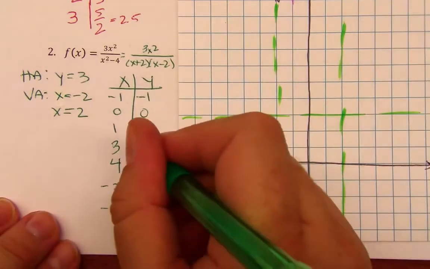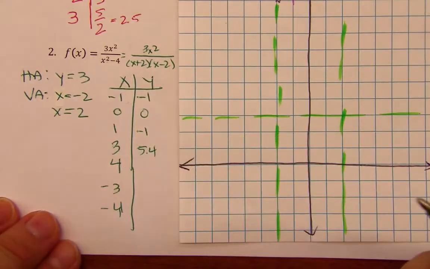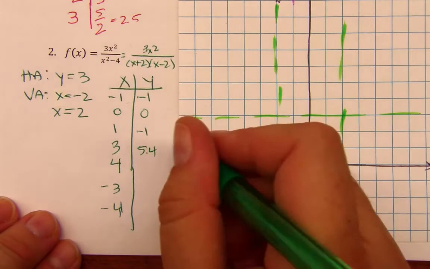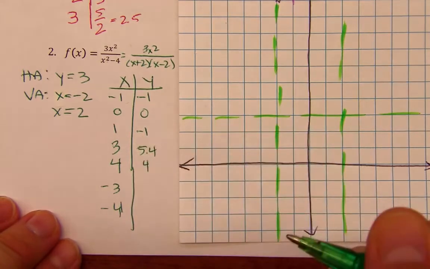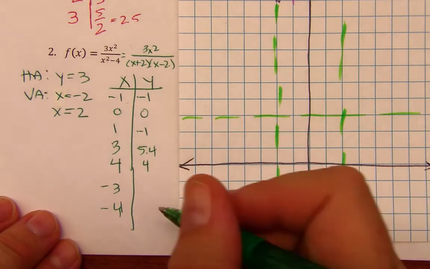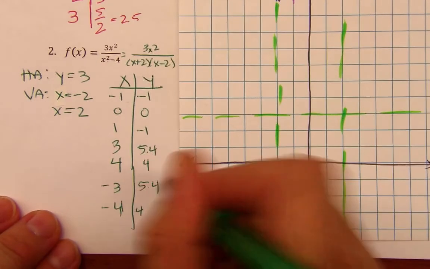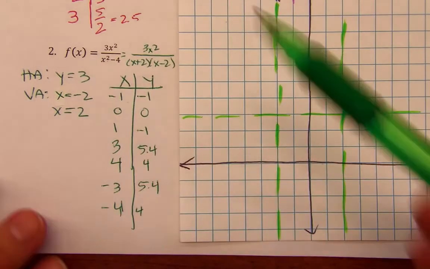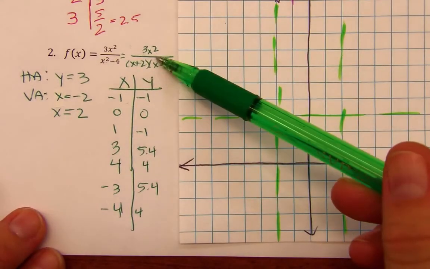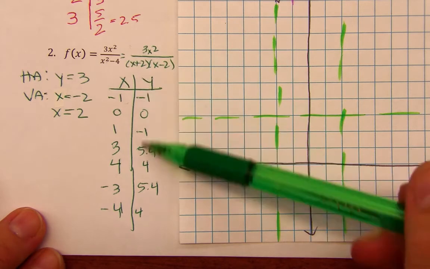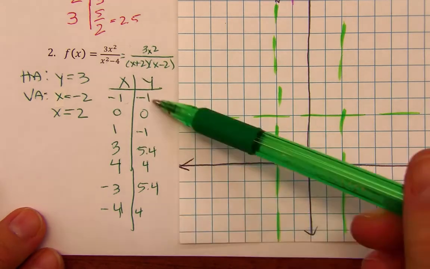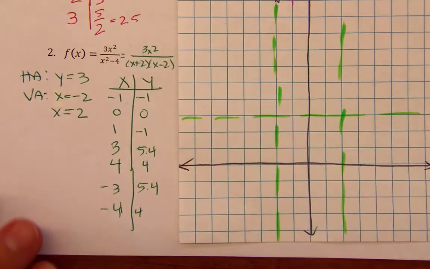Plugging in 3, I get 5.4. Plugging in 4, I get 4. Plugging in negative 4, I get 4. Plugging in negative 3, I get 5.4 as well. So again, I did not show my work for plugging those in here, but one, I know those are correct, and two, I know that you guys are able to plug values in.